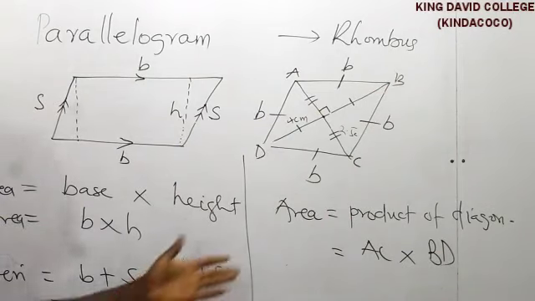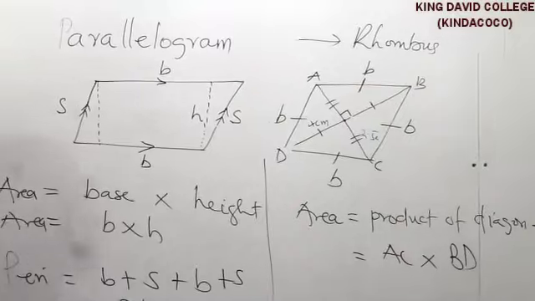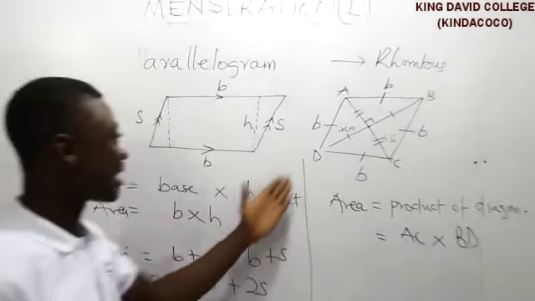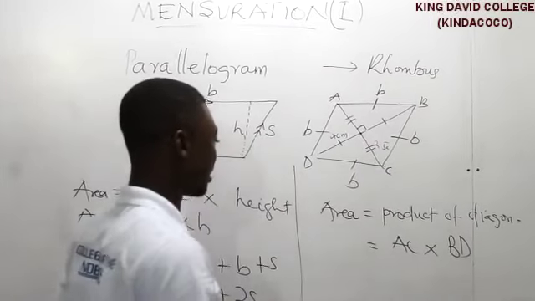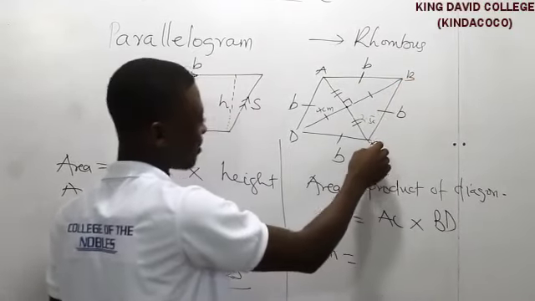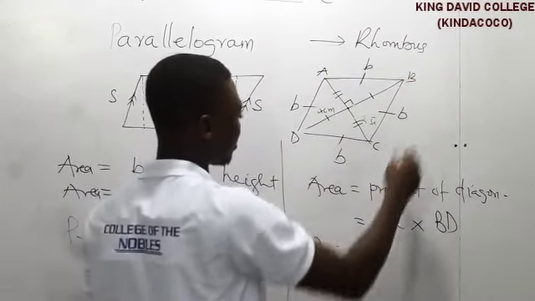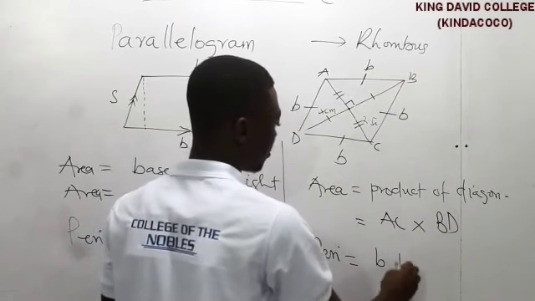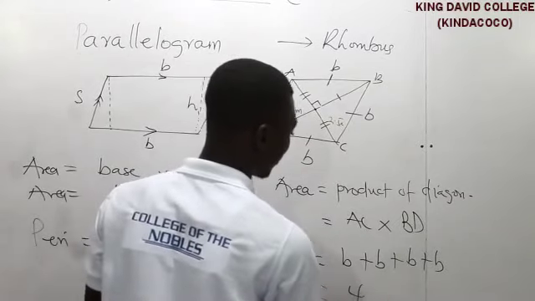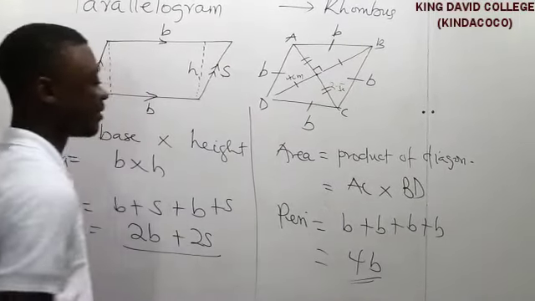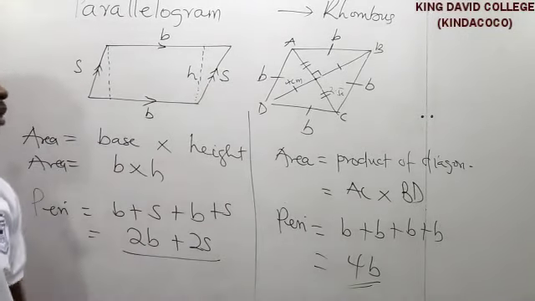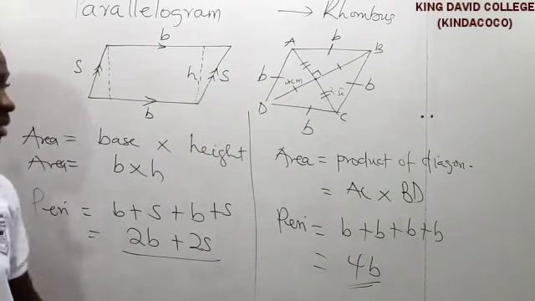Okay. Then the perimeter is just going to look like that of a square. It's just the same side. So the perimeter of this one is just going to be AB plus BC plus CD plus DA. So just base plus base plus base plus base. So it's almost like 4 base. Just like in a square, it was 4L, in a rhombus, it's called 4B.